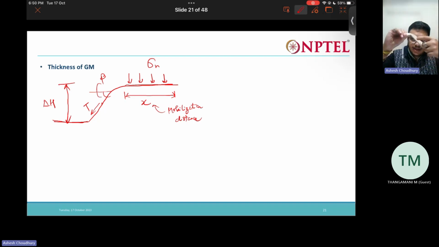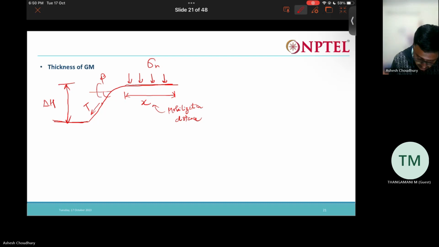So there will be some tension acting on this fabric, right? This tension will have two components. One is the horizontal component, and the other is the vertical component. The vertical component of this tension gets mobilized along this x direction. It is not equally distributed. I will show you how it is distributed.